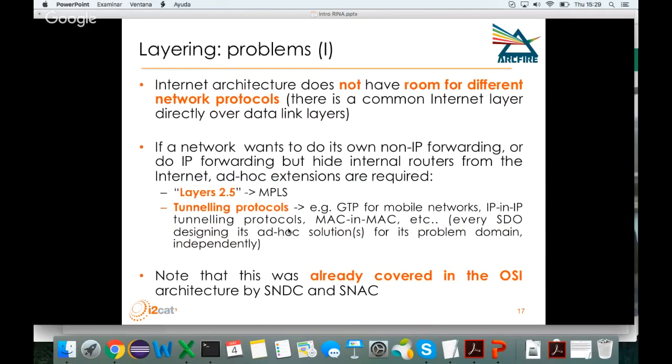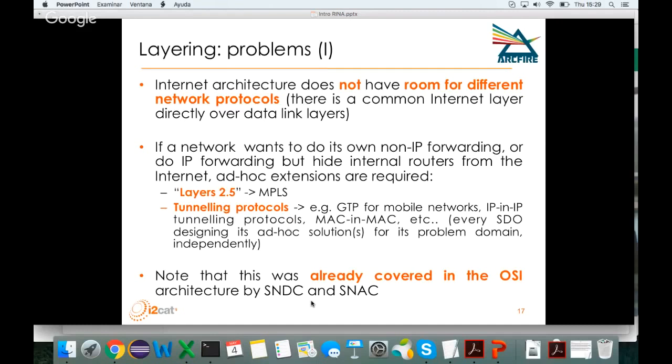Or you have to add tunneling protocols, and there are all sorts of them, like GTP for mobile networks, IP in IP, MAC in MAC, and so on. So almost every standards development organization is designing its own solution for its problem domain independently. And that is okay for a domain, but when you have to mix all these technologies together, it becomes very complex.